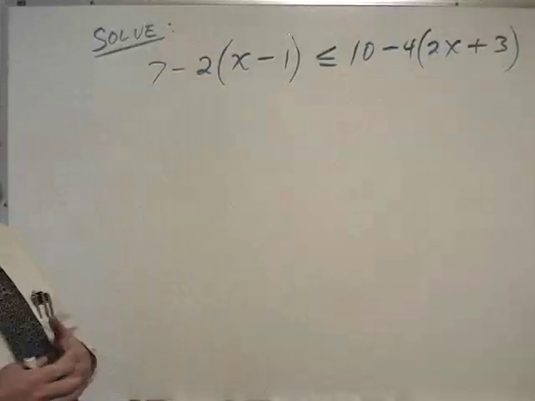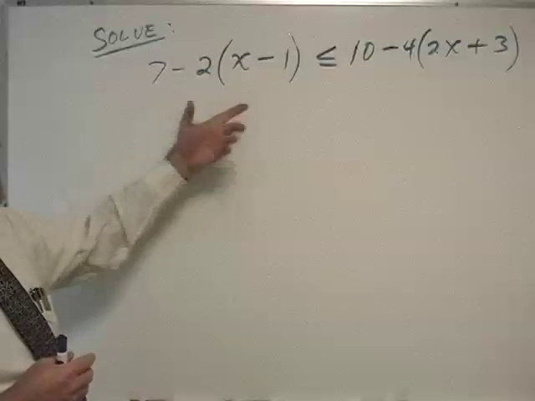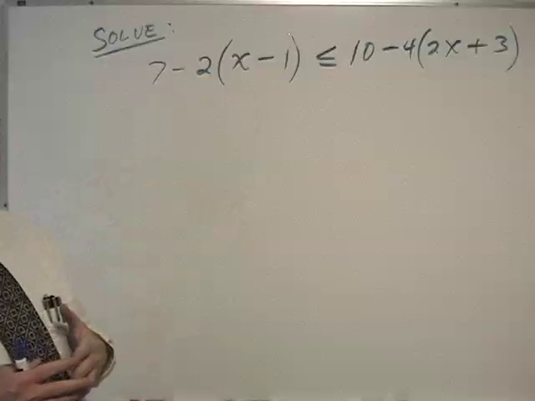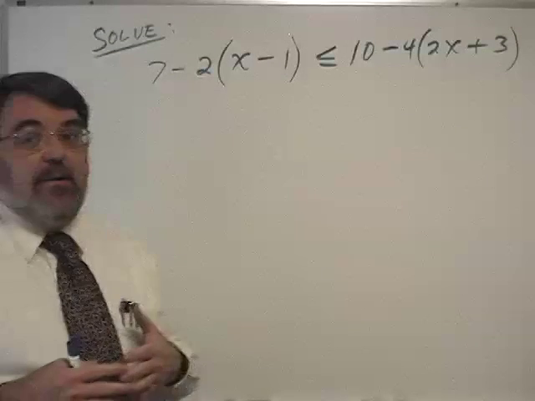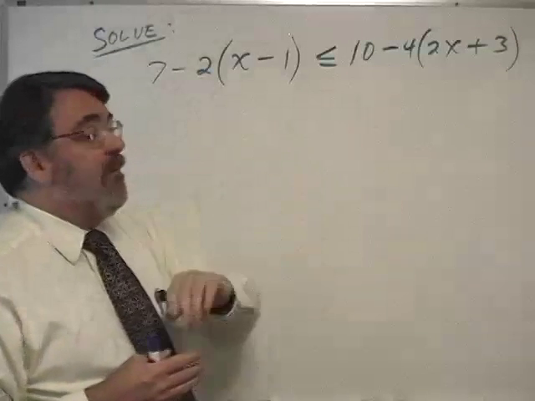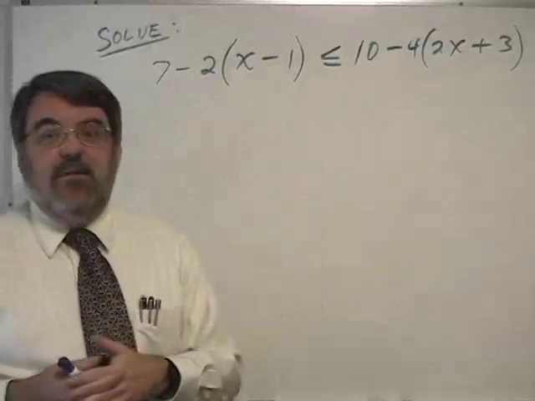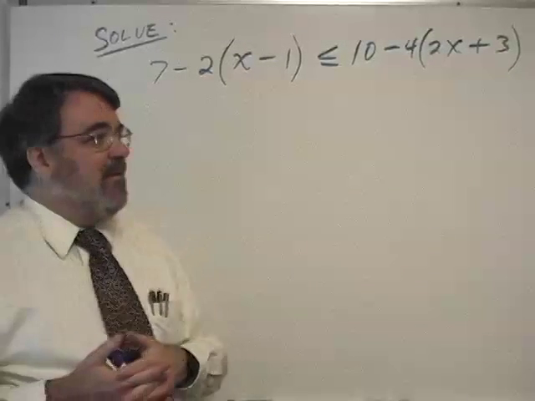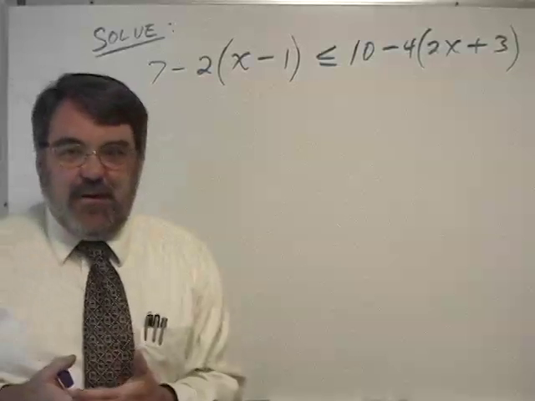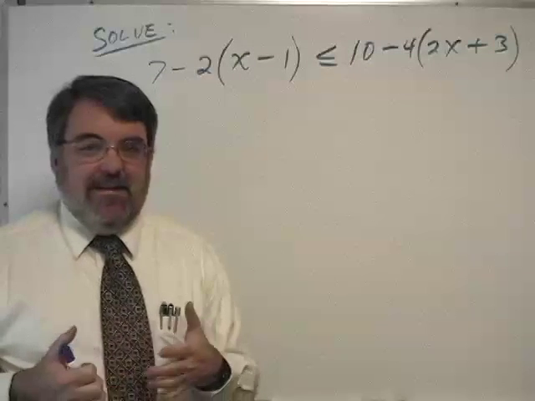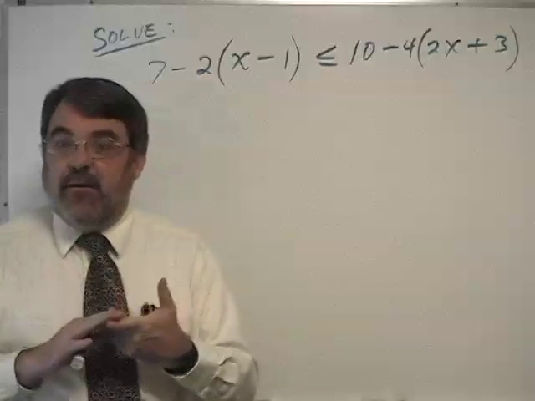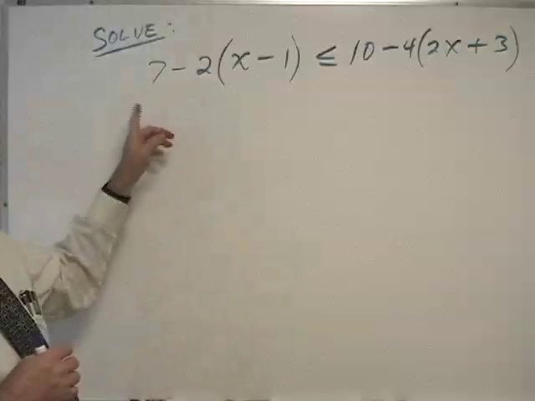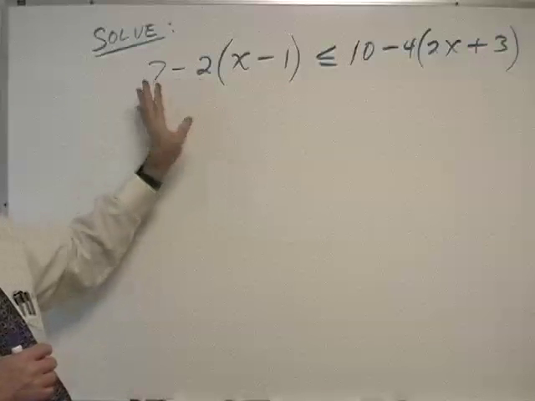Okay, we're going to solve 7 minus 2(x minus 1) is less than or equal to 10 minus 4(2x plus 3). So the first error some people make is an order of operations error. We don't subtract 7 minus 2 and get 5.